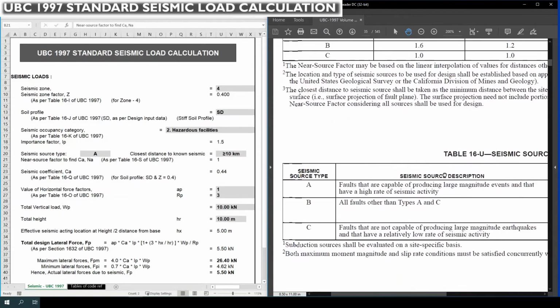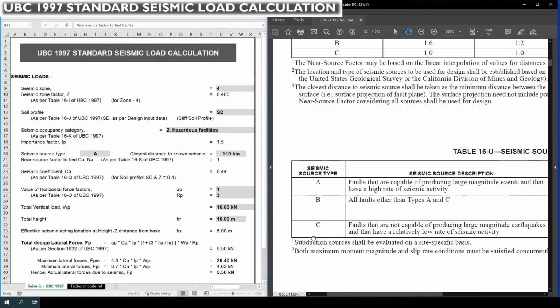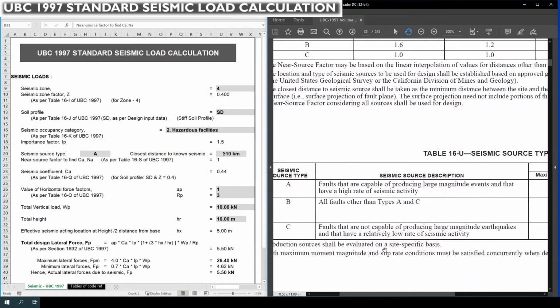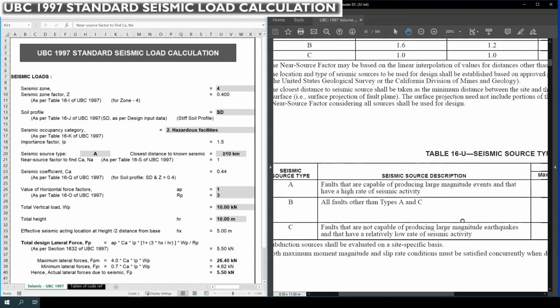Under Table 16U you can see this. A means it is faults that are capable of producing large magnitude events and that have a high rate of seismic activity. C is faults that are not capable of producing large magnitude earthquakes and that have a relatively low rate of seismic activity. And seismic source type B means all faults other than type A and C.